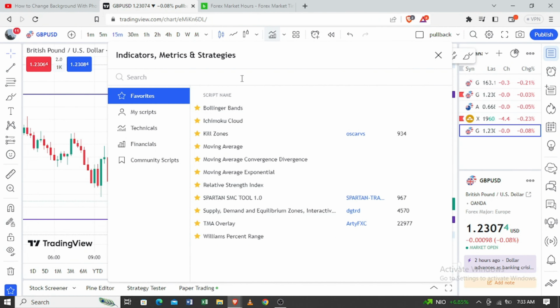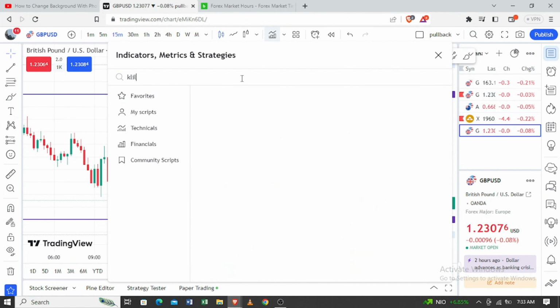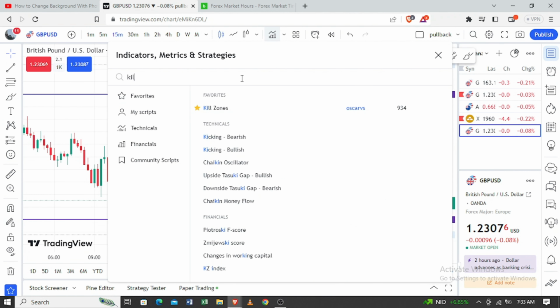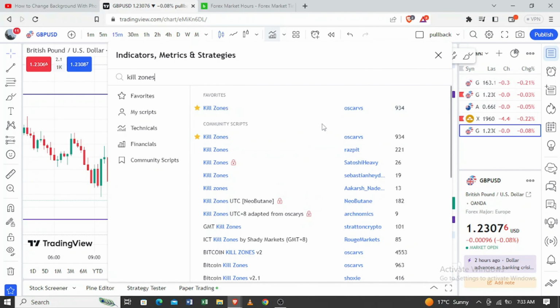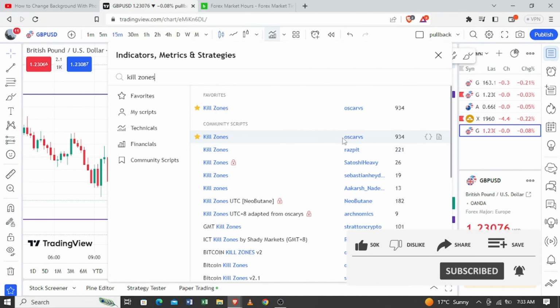TradingView is a popular charting platform that includes a variety of tools and indicators, including a time zone indicator. Traders can add the time zone indicator to the chart and it will display the opening and closing times of different trading sessions, and I will be showing you how you can get around it.